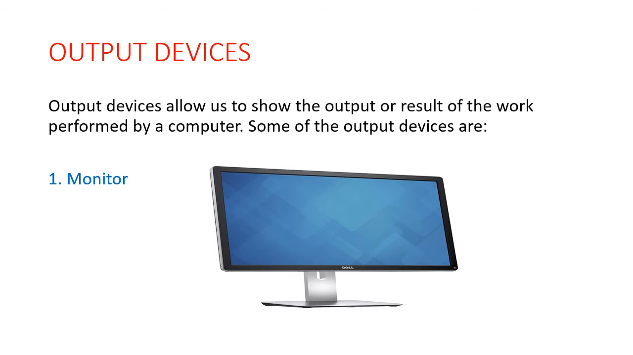And some of the output devices are, first of all, the monitor. You all have seen the monitor. A monitor is also called a video or visual display unit. It displays data on the screen. The work of the monitor is to display data on the screen.